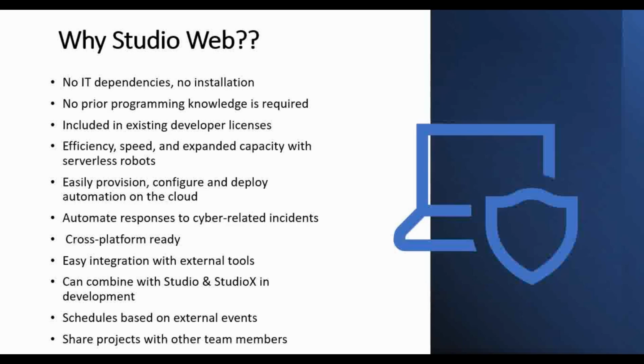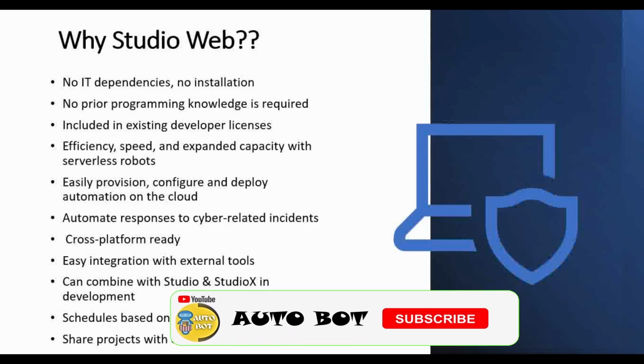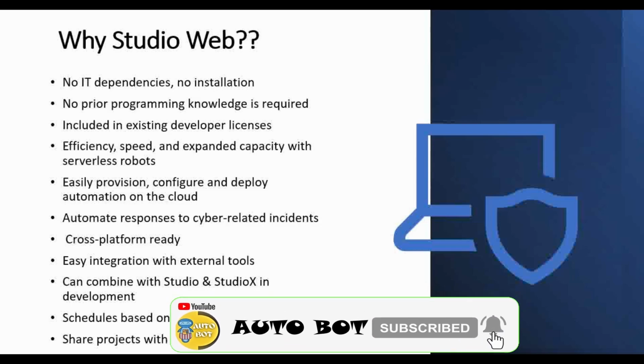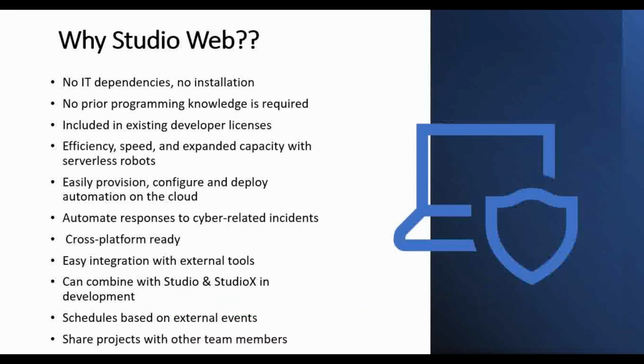right? As we all know, this studio is compatible only with Windows, right? Studio Pro, Studio X is only compatible with Windows and not with any other operating system. So here comes the importance of Studio Web. Those who are using a Mac machine and they wish to develop some automation, they can directly open Studio Web and they can do the development in Studio Web, right?